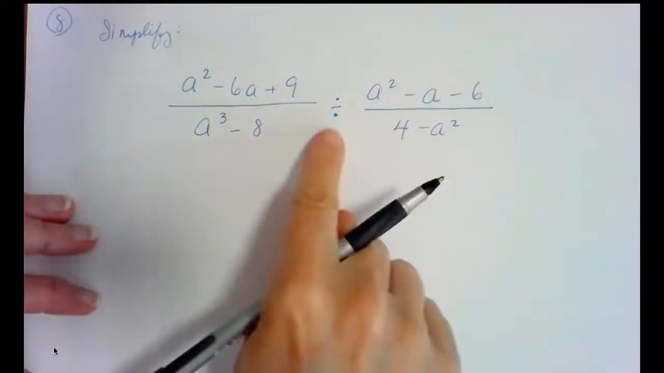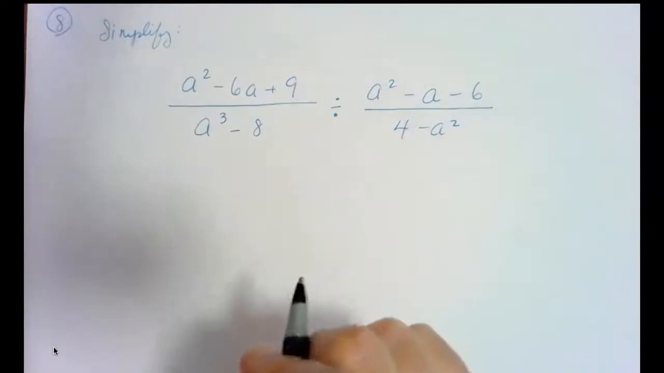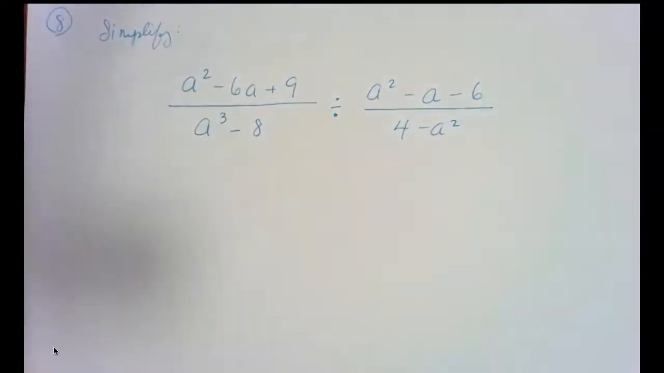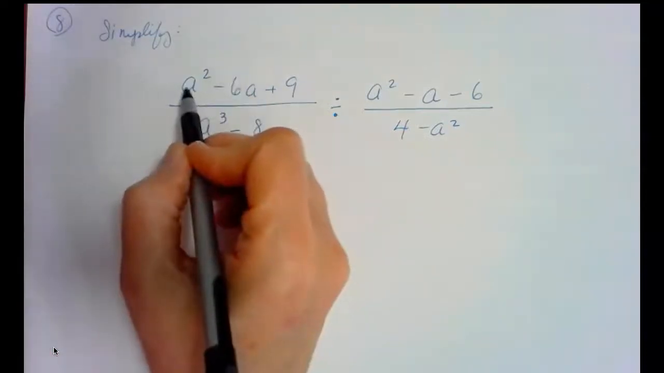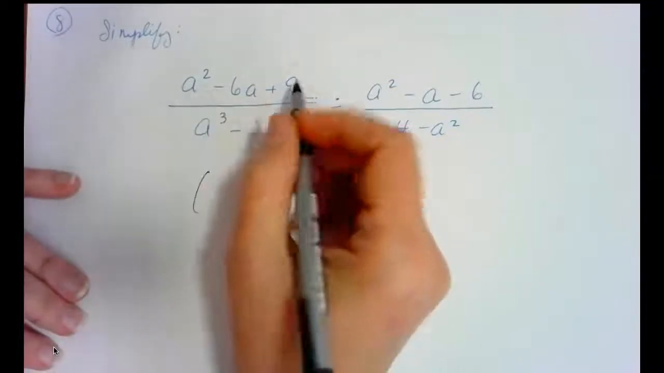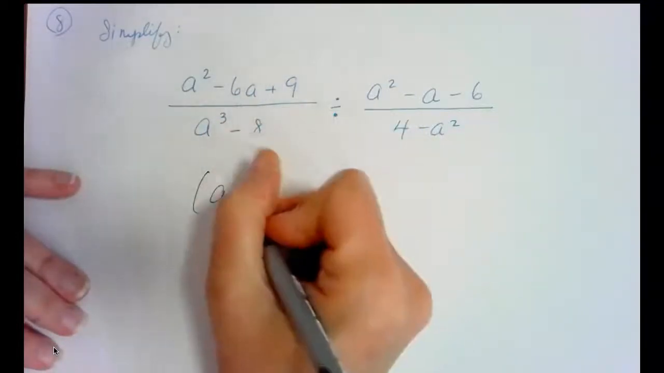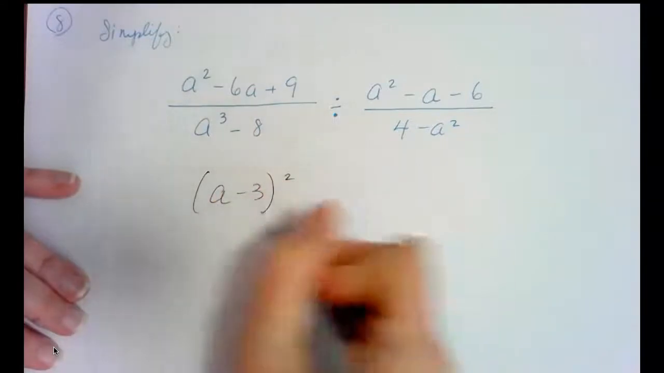Let's do it again. This time with a division. So we are going to factor everything, and then we will flip and multiply by the reciprocal. A squared minus 6a plus 9 is a perfect square trinomial. So factors of 9 that add up to 6, so a minus 3 squared.